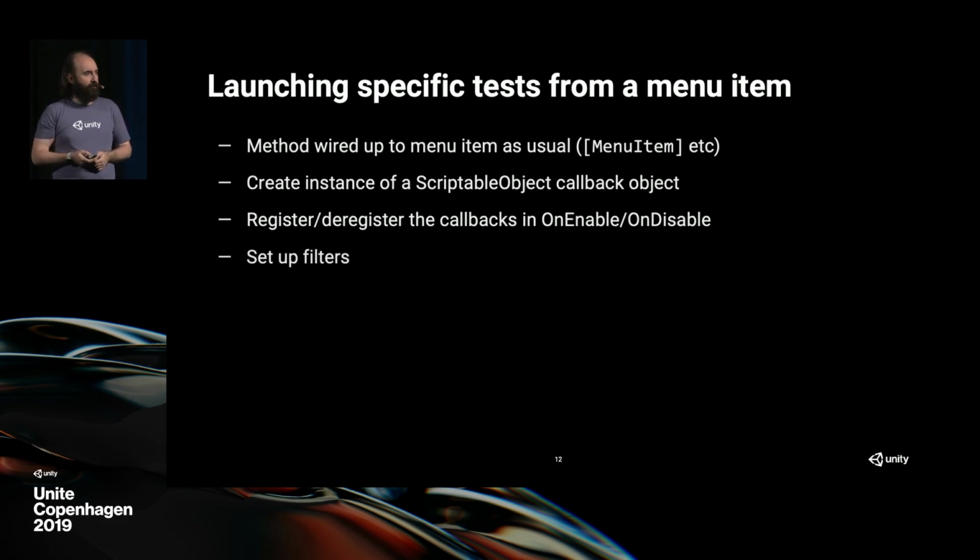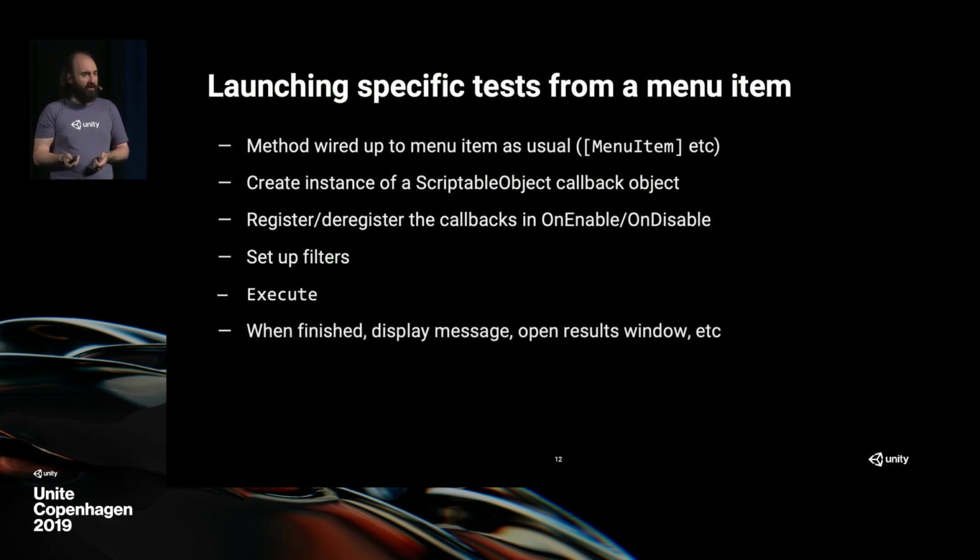Then we're going to set up filters. Frequently, when you launch the test run menu item, you don't want to run all the tests. You want to run a specific category or a specific group. With the filters, you then execute the test run, and this can run asynchronously over the course of several frames, allowing you to have UnityTest, UnitySetUp, and UnityTearDown that tick the engine loop during the test. And then when it's finished and you get the OnRunFinished callback, you can display a message, open the results window, whatever else makes sense for the workflow that you want.